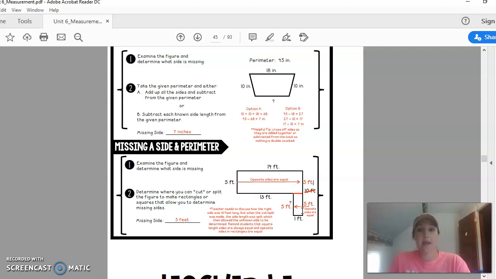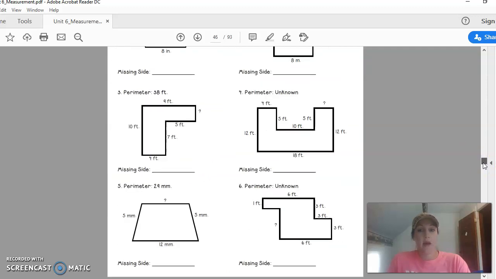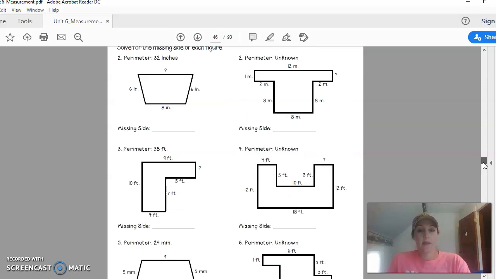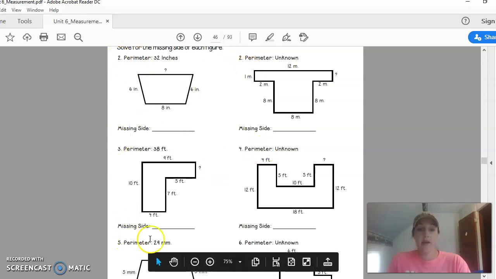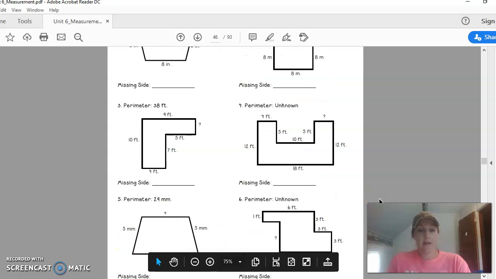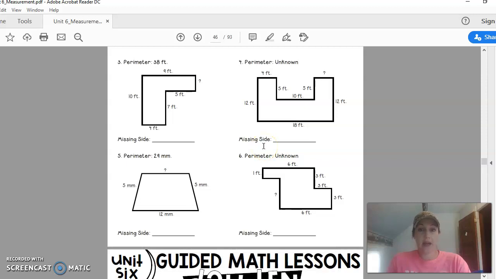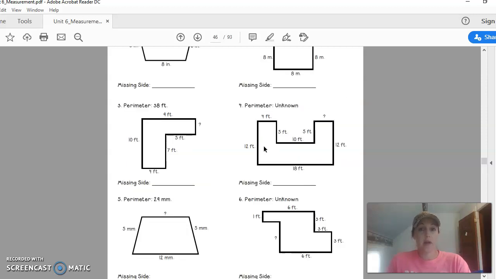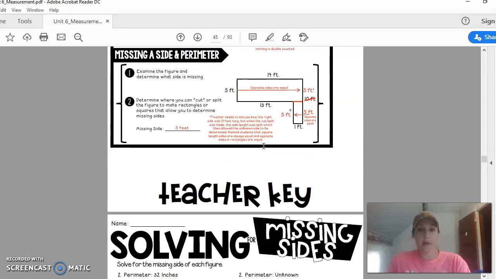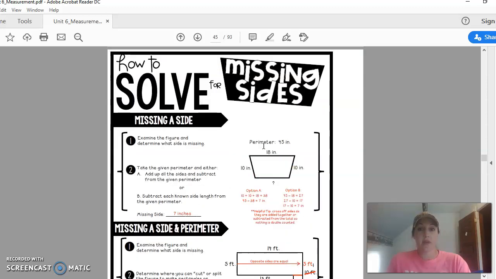Tomorrow your assignment is to take your anchor chart and use it to help you solve for these. Oh, they misnumbered. They always misnumber. Okay, so tomorrow for Tuesday, your assignment is to do 2, 3, 4, 5, and 6. Okay? So if you want to do it today, you can work ahead. If you want to do it tomorrow, you can do it tomorrow. Okay, that's Tuesday's assignment going off of what you've learned today.